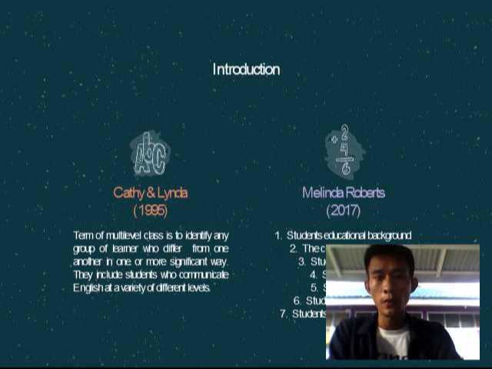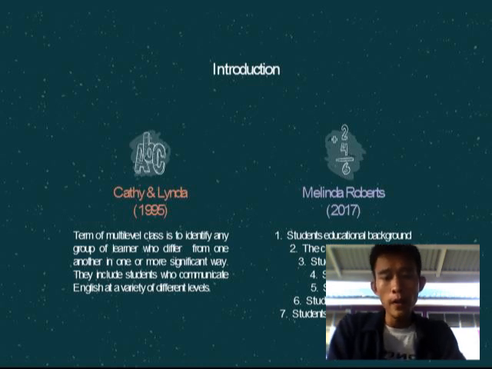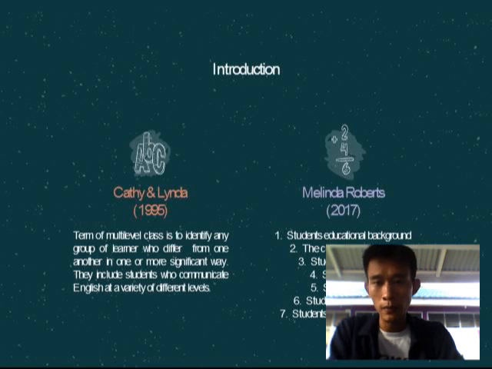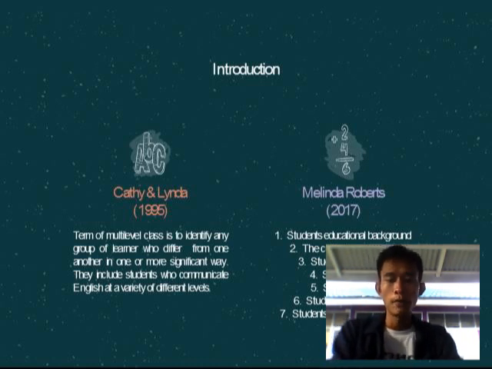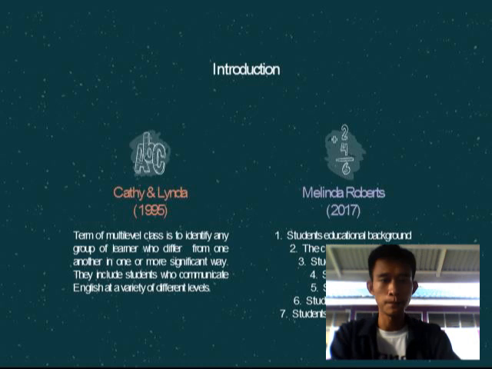And then from Melinda Roberts, also adding some argument about the multi-level classroom. There are some aspects can make a class be a multi-level classroom. They are 1. Student educational background, 2. Student cultural expectation, 3. Student personality, 4. Students' goal, 5. Students' age, 6. Students' learning style, and 7. Self-access material.